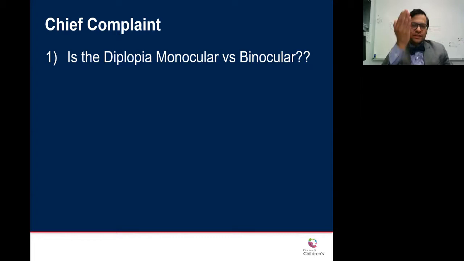So when you ask the patient, are you seeing double vision in one eye or both eyes, you ask them to physically cover one eye. Tell me, do you see double vision? They say no. Cover the other eye. Do you see double vision? And if they say no, then that's binocular double vision. But if they cover up one eye and they say they see 2, that's monocular double vision.